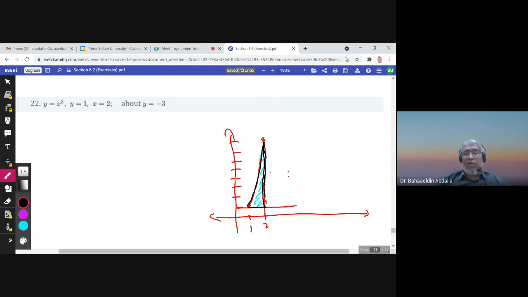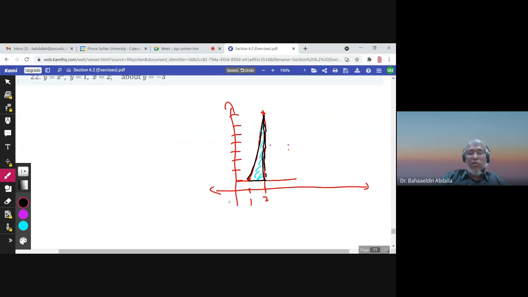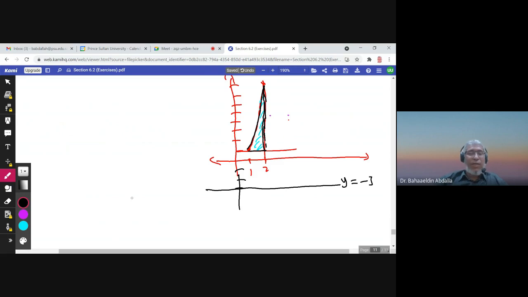Good. We rotate about what? About the line y equals -3. Okay, 1, 2, 3. Good. So our rectangle would be like this, and so its width would be delta x. We need to find the outer radius and the inner radius. Well, the outer radius would be the distance from where? From the axis of rotation to the outer curve, which is this curve.